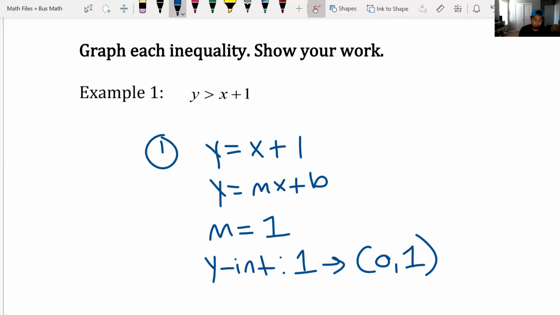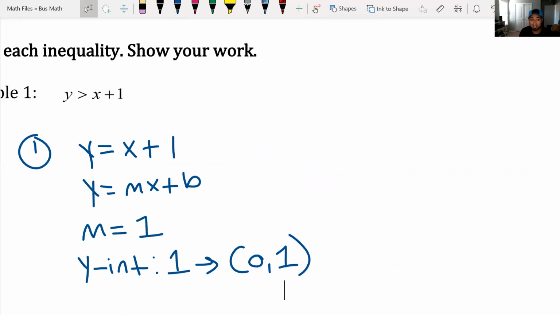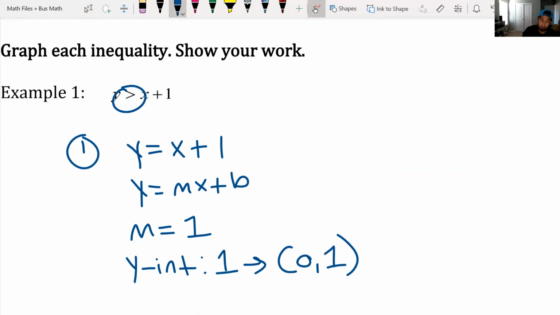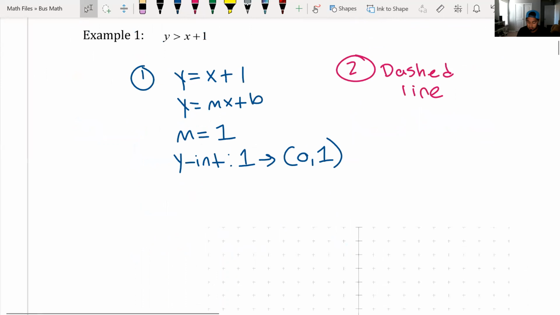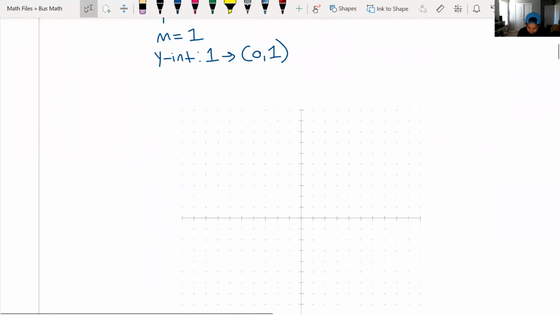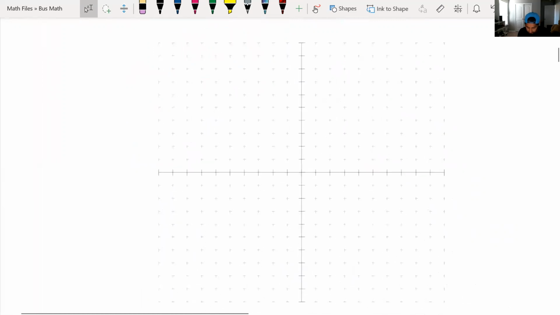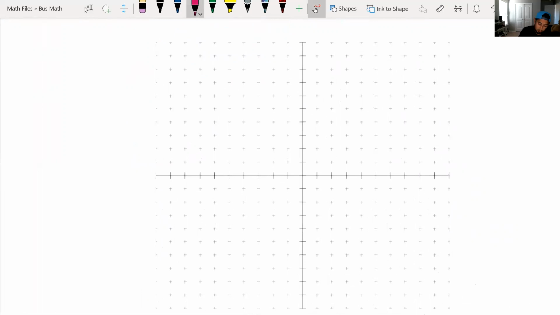Okay, so now the next part is to notice your inequality. We want to know, are we going to be a solid line or a dashed line? Looking at our inequality here, it is just a greater than symbol. So we'll have a dash line. So let's go ahead and graph. I have a y-intercept at 0, 1, which is right there. And then my slope happens to be 1.